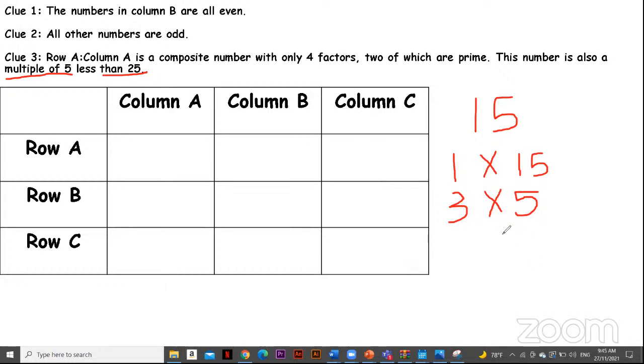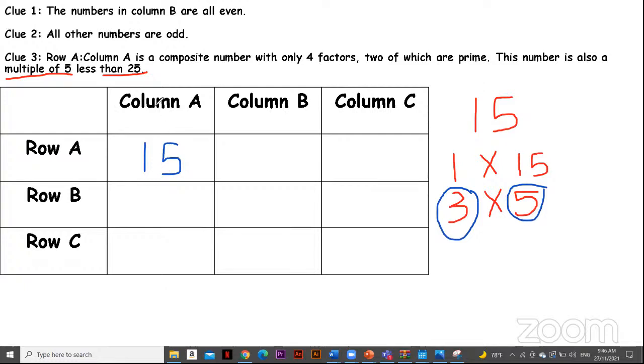Yes, Marcia, 3 is a prime number. What is the other prime number? Good. 3 and 5. 15 is definitely not a prime number because it already has all these four factors. So it seems as if 15 can work here. So 15 right here.